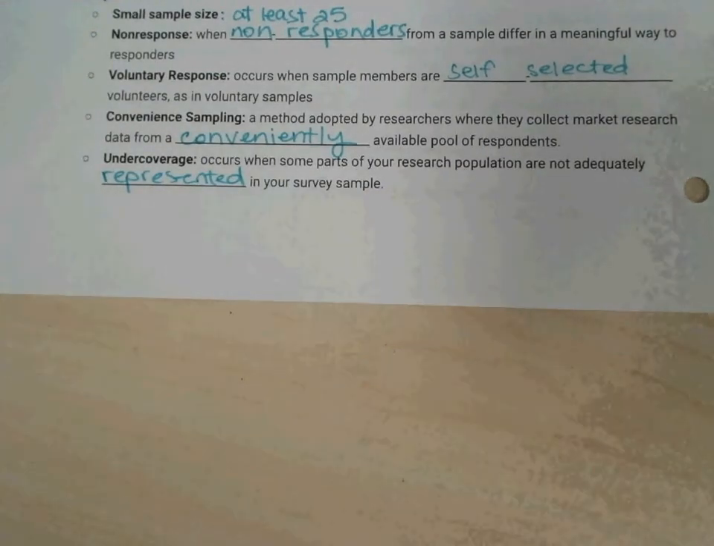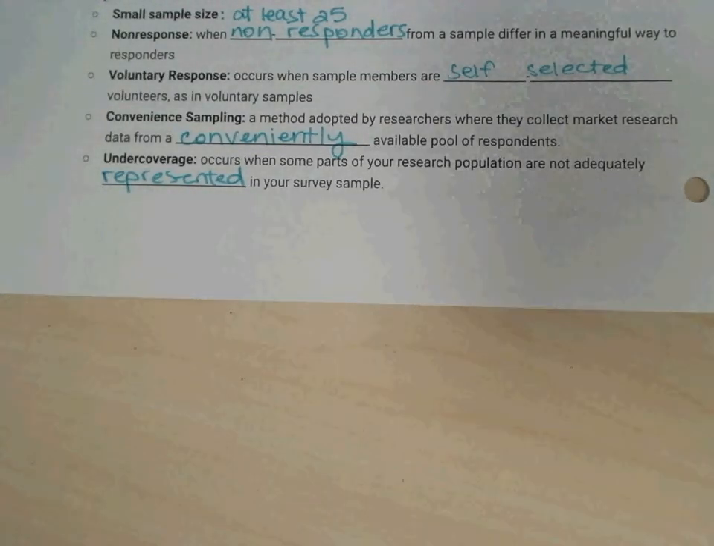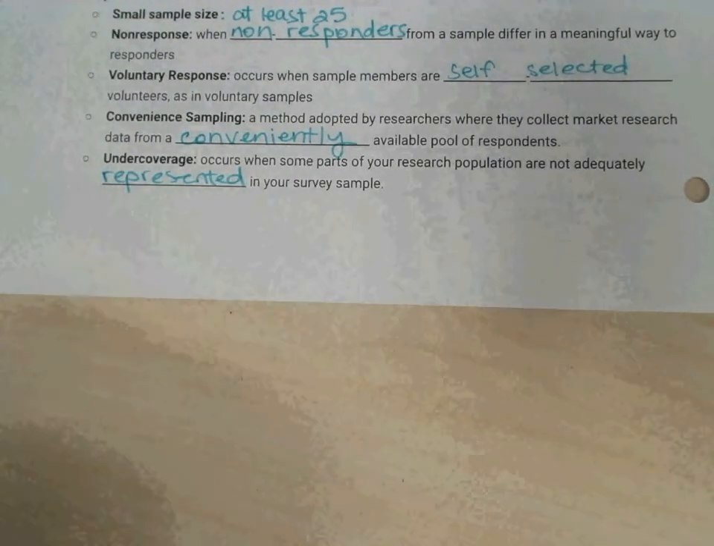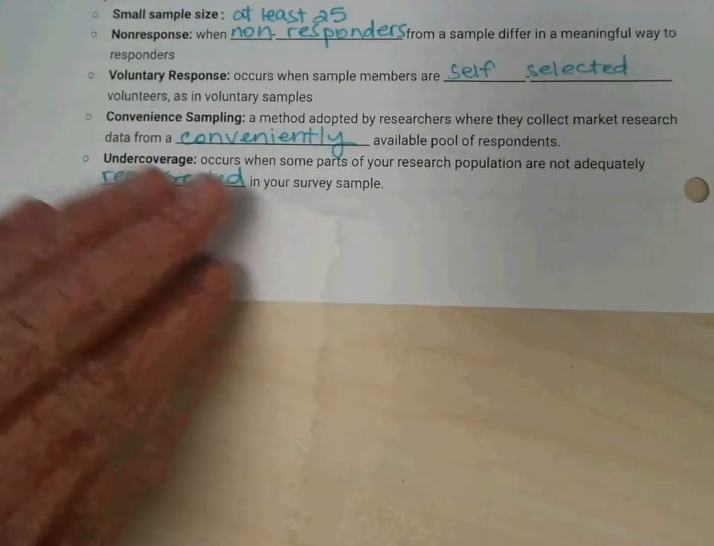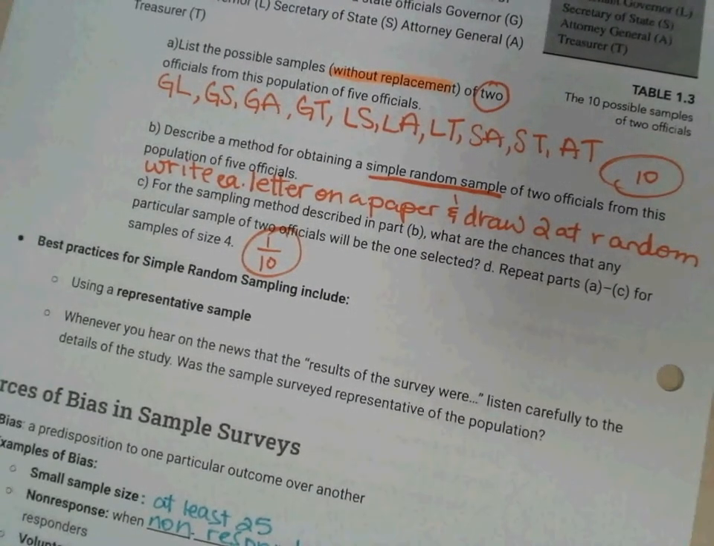Juniors taking stats are a small percentage, right? So you are not adequately represented in my stats classes. If I decided to use all my stats classes to represent the opinions of SOA, juniors would have an undercoverage bias. Does that make sense? Excellent. All right, so those are our notes for today.